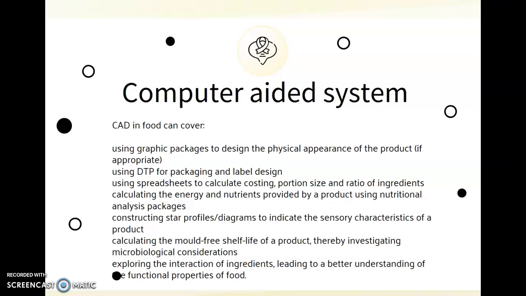Finally, we have the computer-aided system. Computer-aided systems in food can cover using graphic packages to design the physical appearance of the product, if appropriate, using DTP for packaging and label design, and using spreadsheets to calculate costing, portion size, and ratio of ingredients. They can also be used for calculating the energy and nutrients provided by a product using nutritional analysis packages.